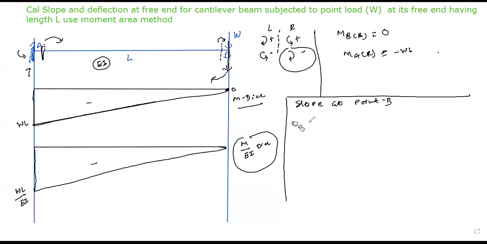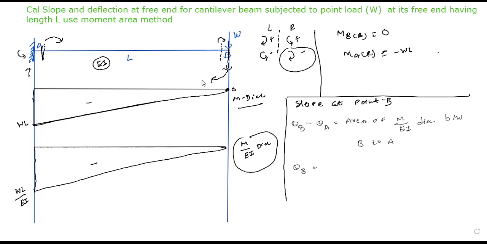So can I say that theta B minus theta A is equal to the area of the M divided by EI diagram between 2 points, between B to A? Now, have all of you got how to apply this particular theorem? And why did I consider point A only? Because I already know the value of slope at point A, that is 0. So can I get theta B is equal to the area of the M by EI diagram.